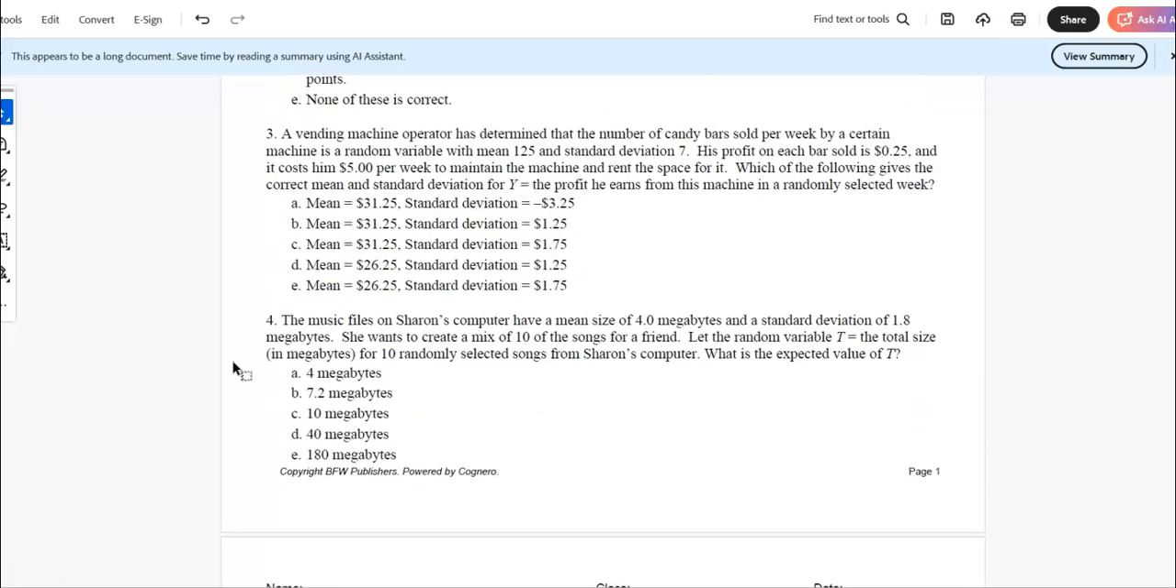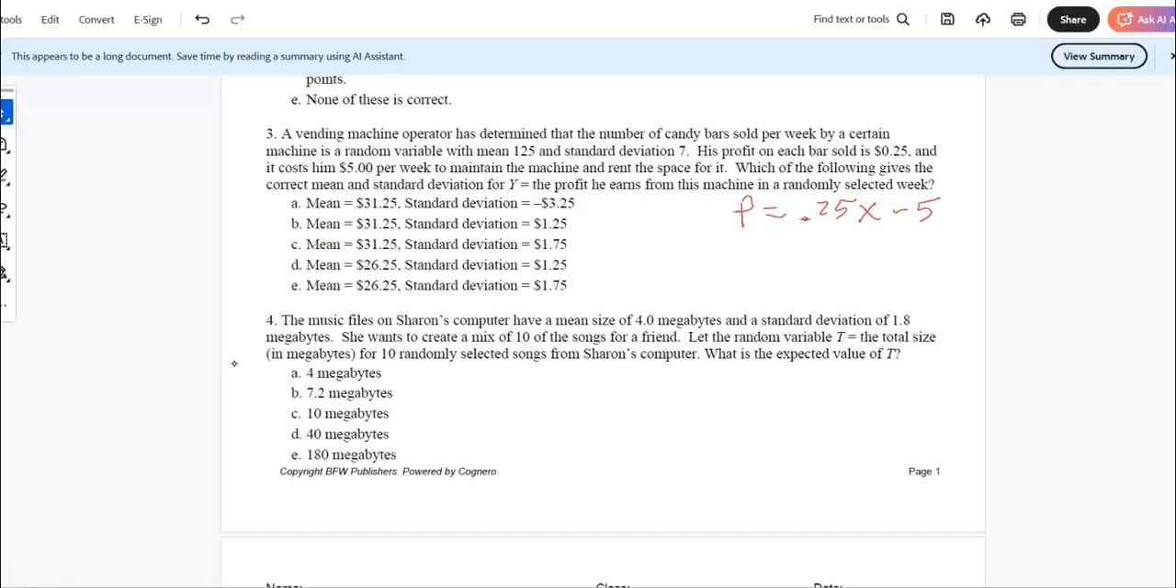Easy one. A vending machine operator has determined that the number of candy bars sold per week at a certain machine is a random variable with a mean of 125 and a standard deviation of 7. His profit on each bar sold is 25 cents. It costs him $5 per week to maintain the machine and rent the space out. So his profit is 25 cents a bar, so 25 times X or whatever the variable is. But it costs $5, so you're subtracting $5. So you're really doing two things to get your profit. You're multiplying the value times 0.25, and then you're subtracting 5.